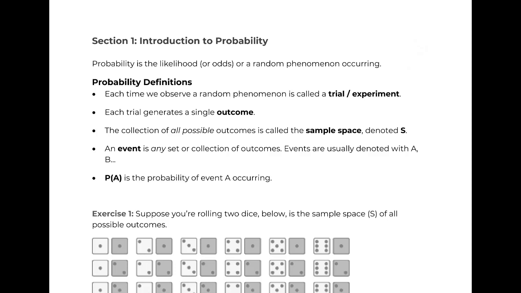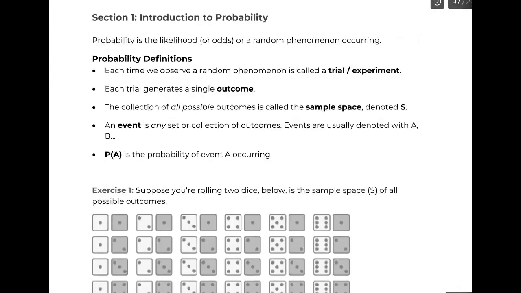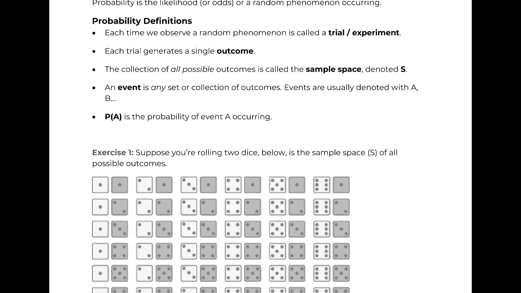Anytime we do something random, we'll be looking at a trial or an experiment, which will generate an outcome, and the set of all possible outcomes is our sample space. We will be dealing a lot with these events, which we'll denote with capital letters, and then we'll have this notation. Probability of A is the probability of event A occurring.